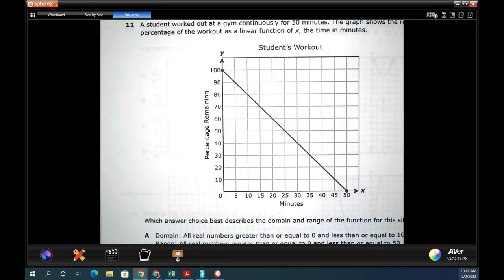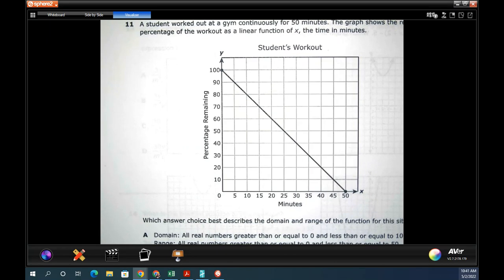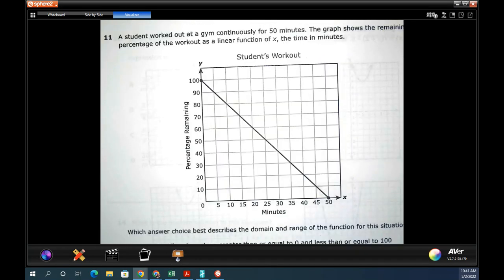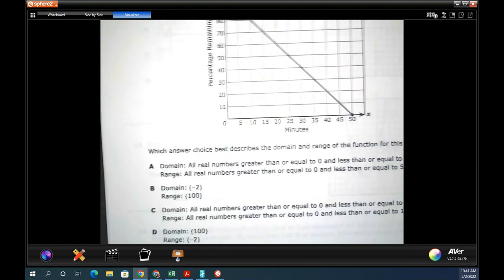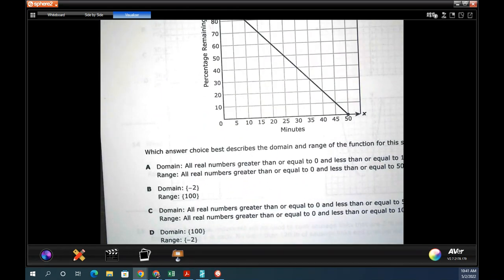Oh, we've already done that one. Okay. A student worked out at a gym continuously for 50 minutes. The graph shows the remaining percentage of the workout as a linear function of x, the time in minutes. Now, this is one of those, look through the answers. The domain, look at A. The domain is all real numbers greater than or equal to 0, less than or equal to 100.